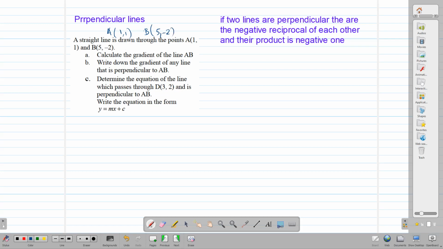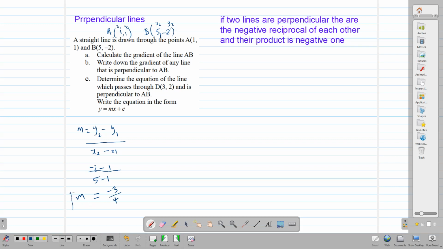So we can label this one as x1 and y1 and x2 and y2. Because we need to find our gradient, we need to use our gradient formula. Gradient is equal to y2, take away y1, divided by x2, take away x1. So we can punch our information in there now. Negative 2, that's y2, take away 1, which is y1, divided by x2, which is 5, take away 1. So we end up with a gradient of negative 3 over 4.